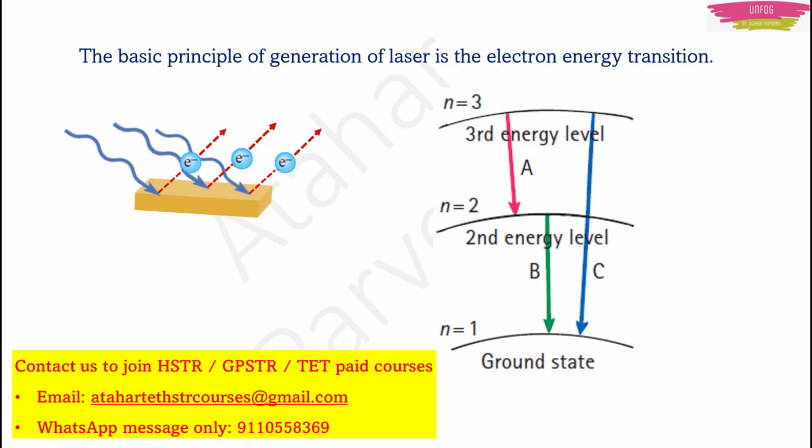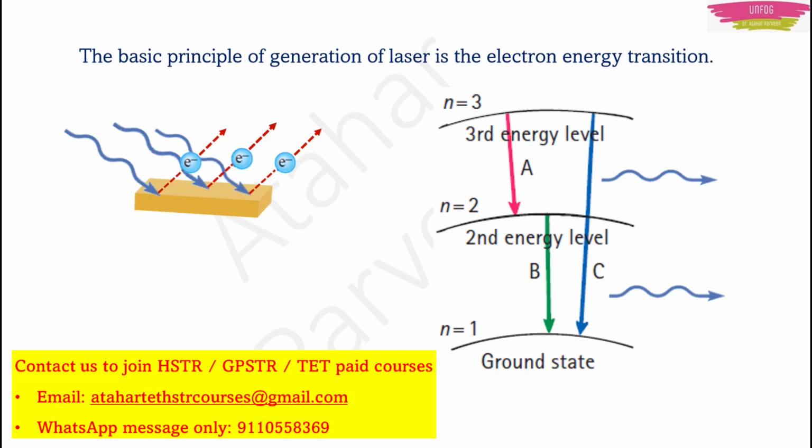At that time what will it do? It has gained some energy from the incident rays, right? It has gained some energy from the photons. That energy it will give back. Here the opposite thing happens. Here the electron comes back from the excited state to the ground state.